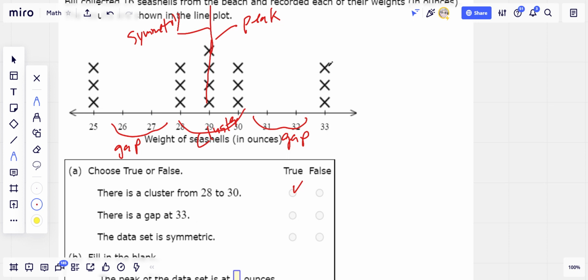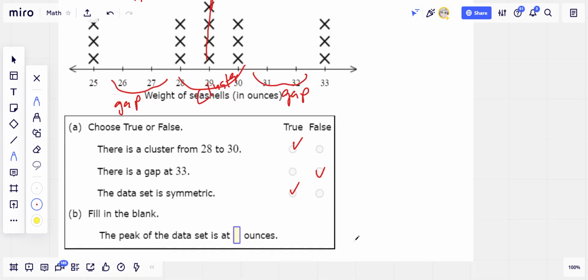The next one says there's a gap at 33. And if I go to 33, no, I see data there. A gap means no data. So that's false. The gap is at 31 and 32. And then the last one here is the data set is symmetric. And yes, that's true because I could draw this line of symmetry and it was the same on the left and on the right. So that is true.